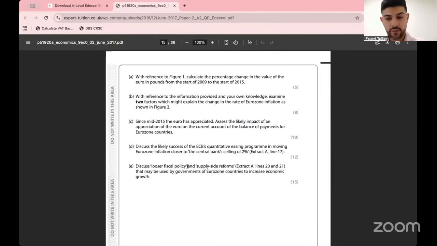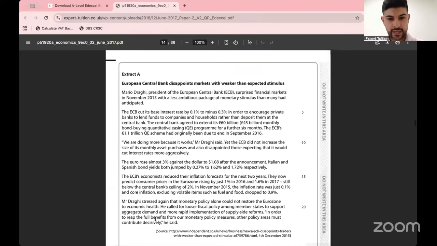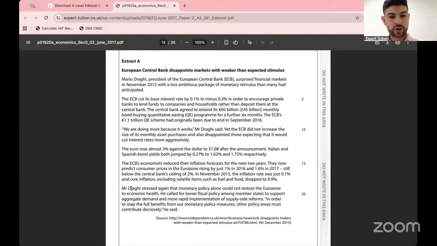But even then, if that's not obvious, the more obvious one is this quote. Mr. Draghi stressed again that monetary policy alone could not restore the Eurozone to economic health. He called for looser fiscal policy among member states to support aggregate demand. In other words, we are realistically operating at spare capacity, and if AD shifts out but not enough, it does not resolve the underlying issue they're trying to fix here. Works in June 2017, works in June 2024.